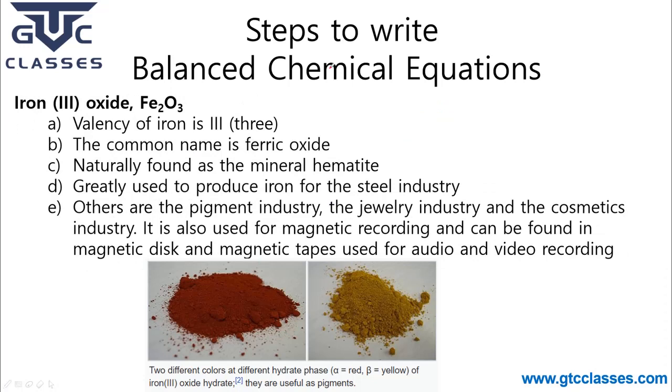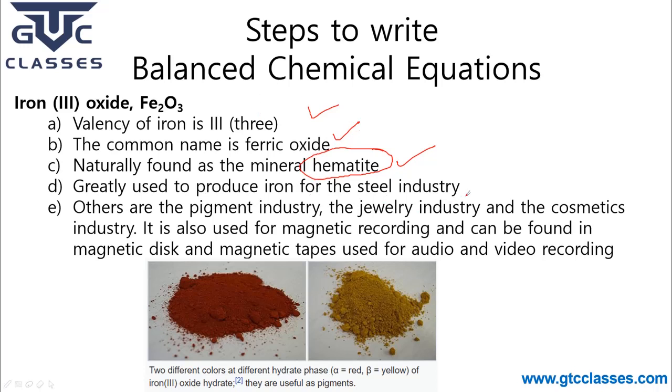Fe2O3, this is the valency of iron where it is 3, ferric oxide, naturally found as hematite. Fe2O3 is called this. Hematite is an ore. Because all these iron oxides are not found in pure form, they are found in the form of ore, and the name of the ore of this compound is hematite. From that, through the refining process, we get this Fe2O3.